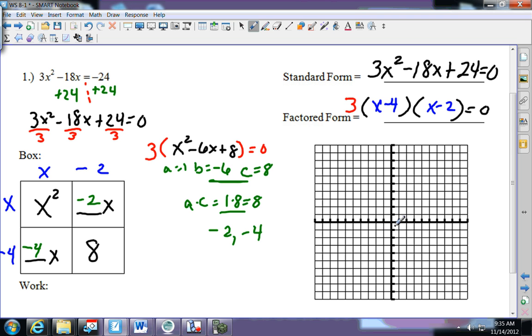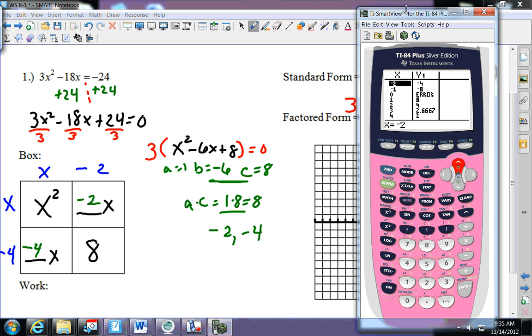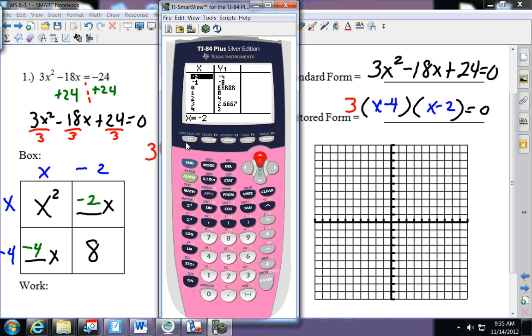Now we have to figure out how to graph it. So let's go in our calculator. I would first check and make sure we factored it right. So you're going to put the standard form in there, 3x squared minus 18x plus 24. And let's go down and put in here what we factored.